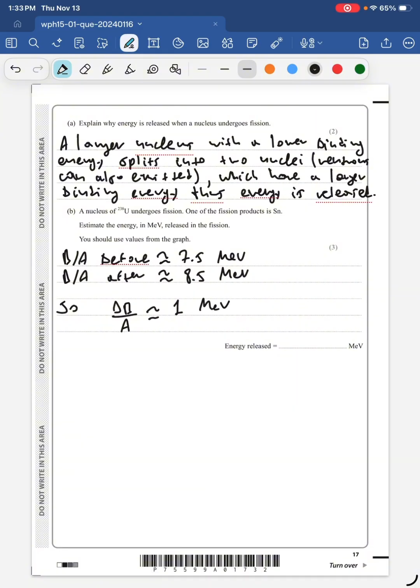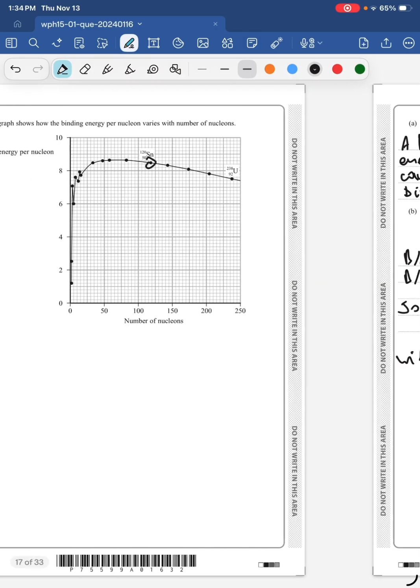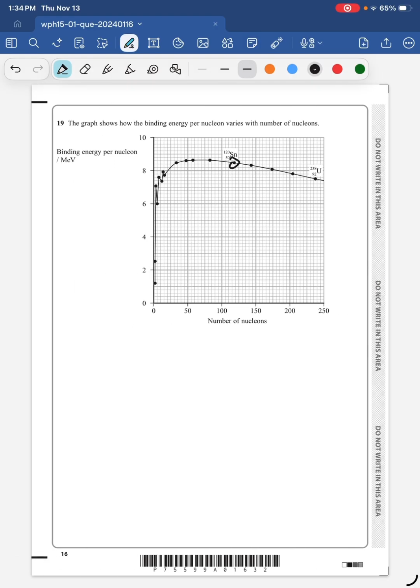Thus we will have about 238 times 1 MeV of energy available. This is what they asked us to find: estimate the energy in MeV released in the fission. So pretty much I'm finding the binding energy per nucleon difference.